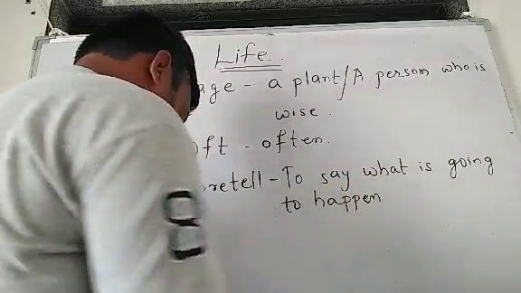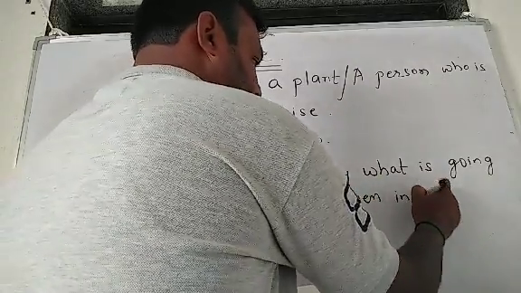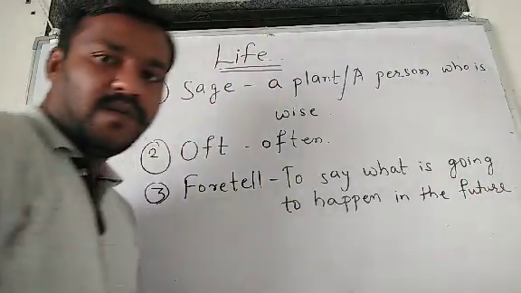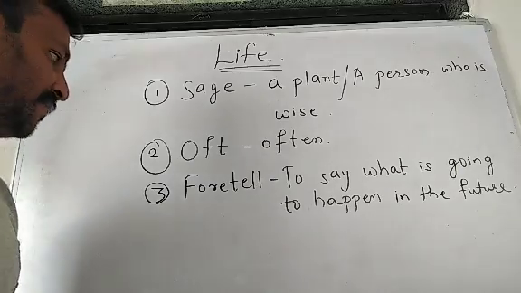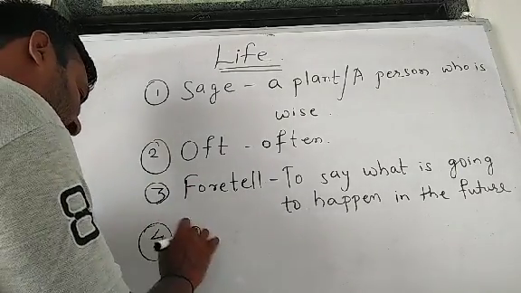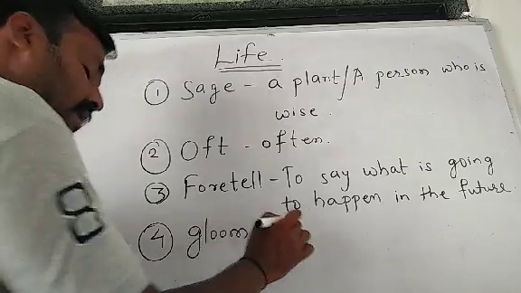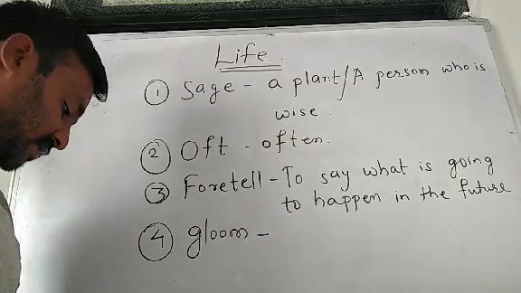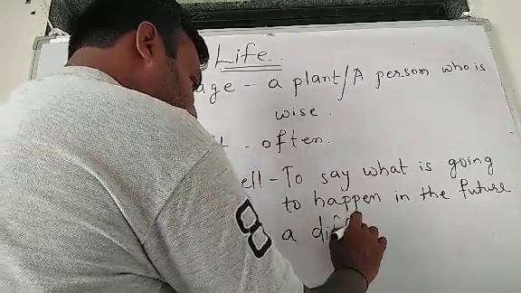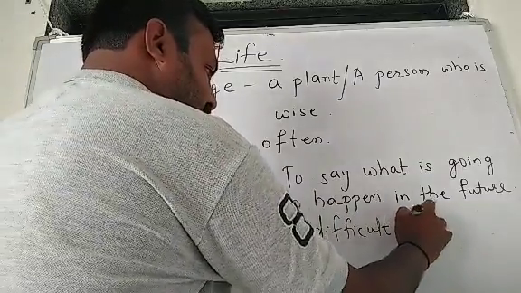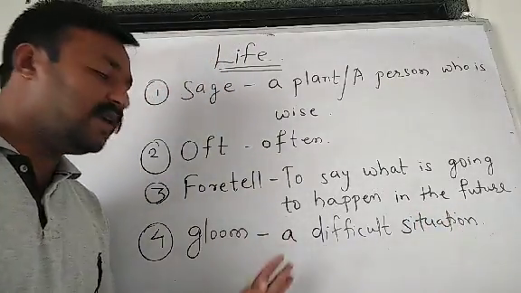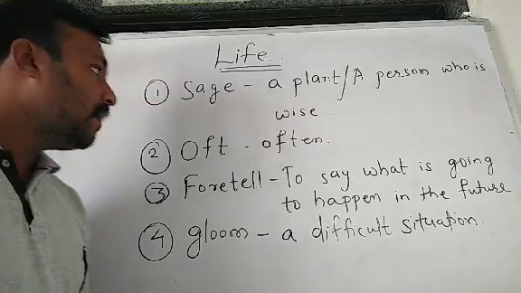What is going to happen in the future. This is the meaning of foretell. Next word, let me give you. The word is gloom. The meaning is a difficult situation. These words will help you to understand the poem.